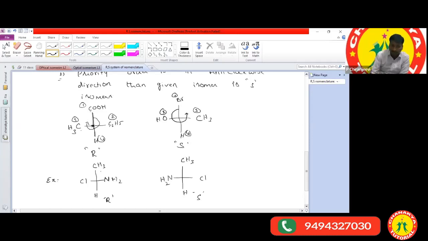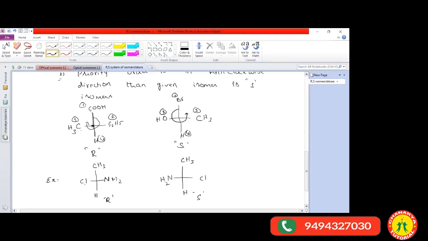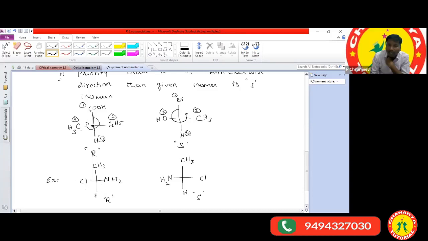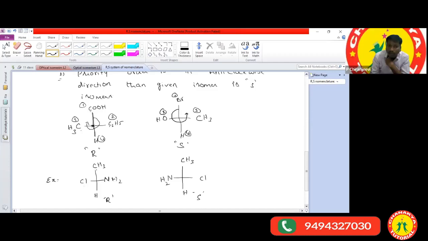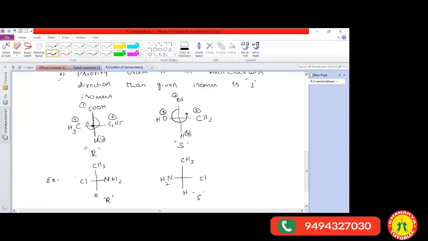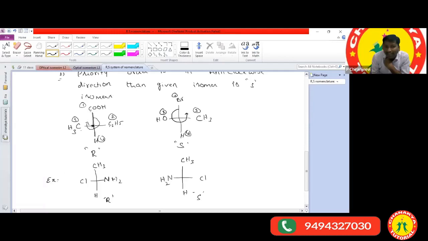Now my question is here, Sirisha. In amine, methyl, chlorine and hydrogen, for which one can we give the first priority? Chlorine. In this one, for which one can we give the first priority? Chlorine or nitrogen or methyl group? CH3, sir. Carbon is having chlorine, nitrogen and carbon.